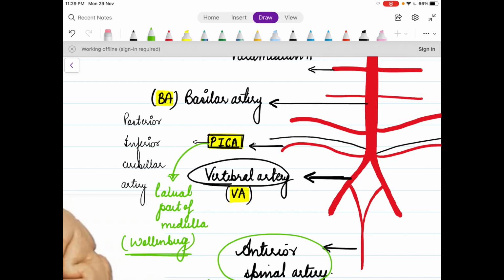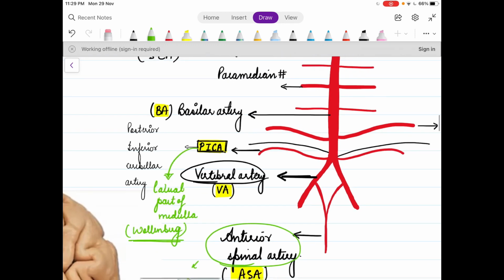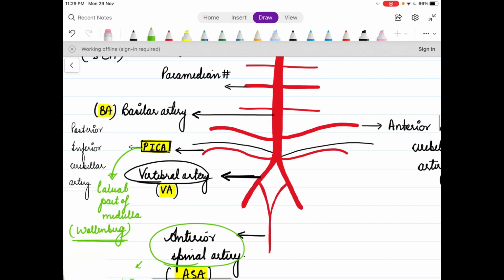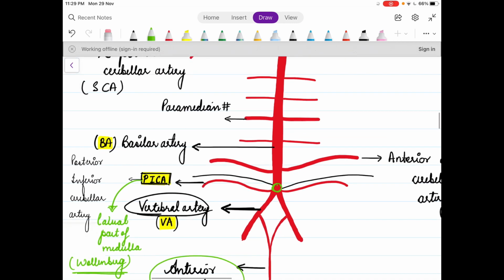So when we study the blood supply of the brain, many stroke syndromes and brainstem syndromes become automatically clear, because now we know which artery is responsible for supplying which particular portion of the brain. Now we'll see that when the two vertebral arteries ascend and come to the level of the pontomedullary junction, they fuse to form the basilar artery.